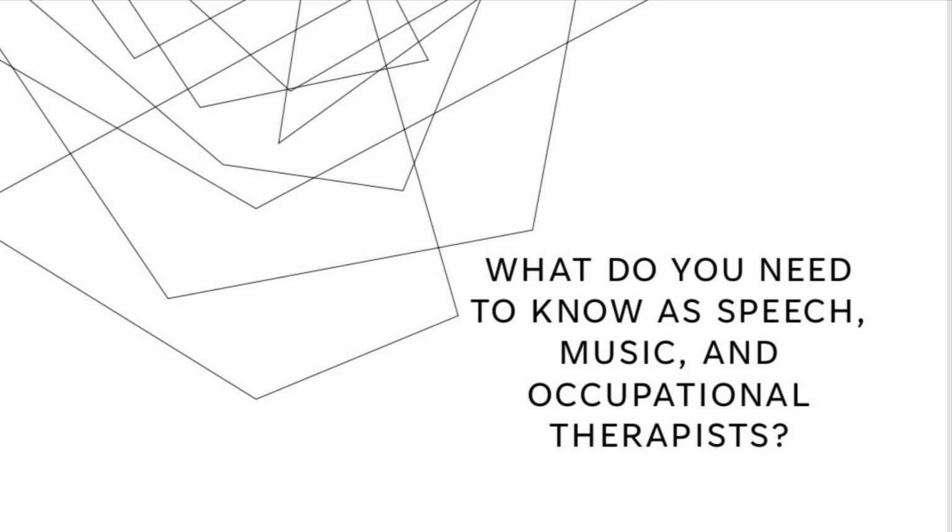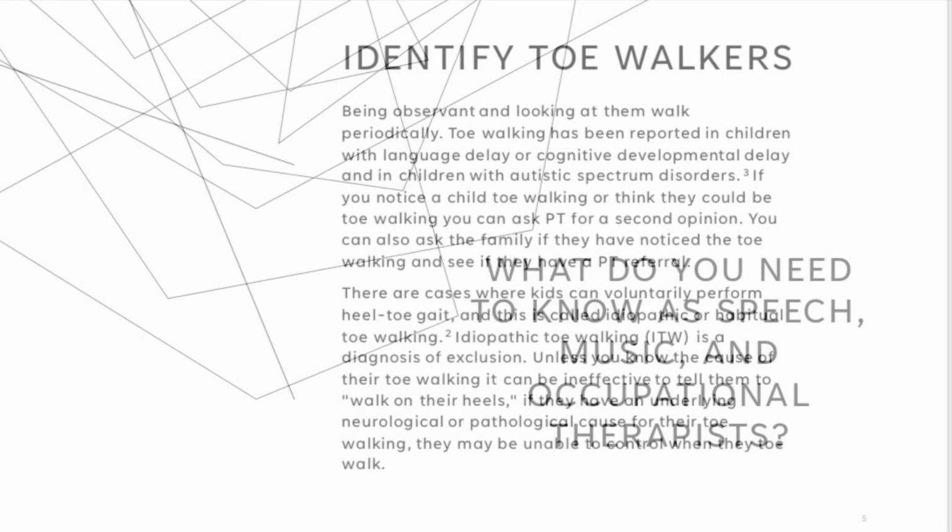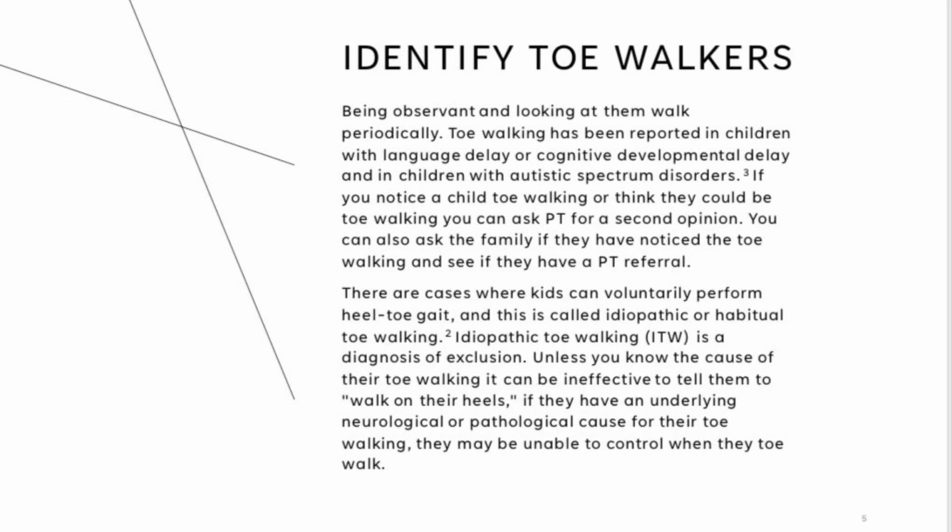What do you need to know as speech, music, and occupational therapists? First, you just need to be able to identify toe walkers, so be observant and watch them walk periodically. Toe walking has been reported with children with language delay and cognitive development delay, and in children with autism spectrum disorders. So it's important that you are able to identify and notice if a child is walking on their toes.